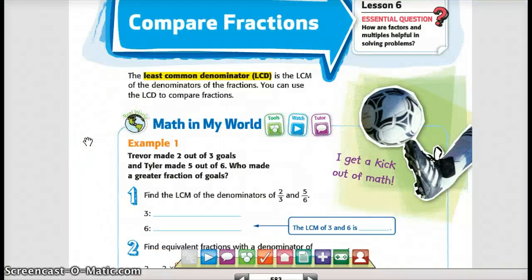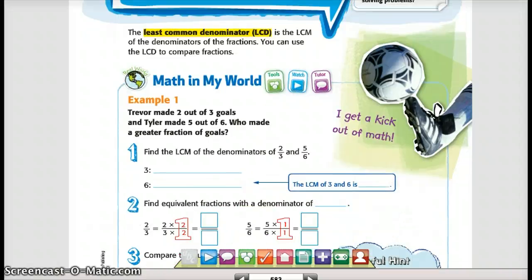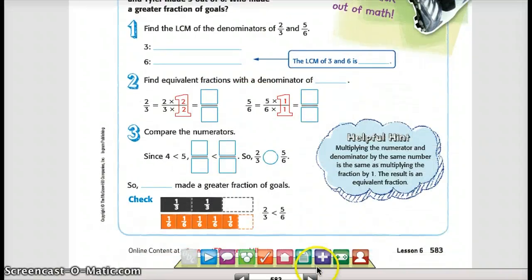Okay, so let's take a look at this in your book. I'm on page 583. Up here it talks about least common denominator, and it says that a least common denominator is the least common multiple of the denominators. So we can use that to help us compare fractions that have different denominators. This is the example from the video of Trevor and Tyler. So I'm going to scroll to the next page.